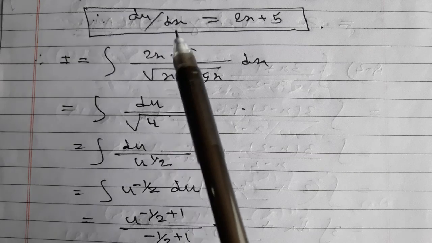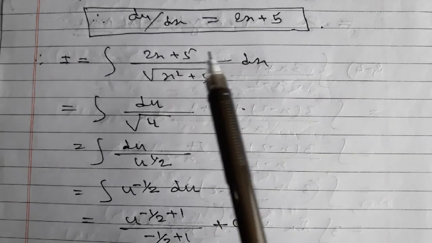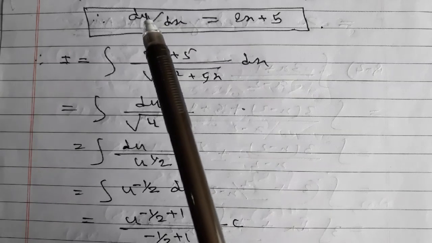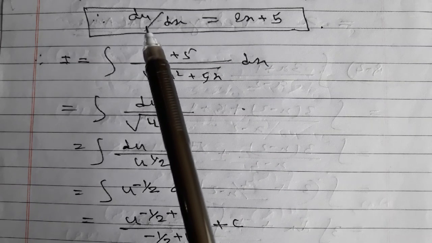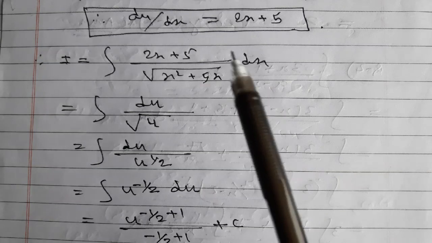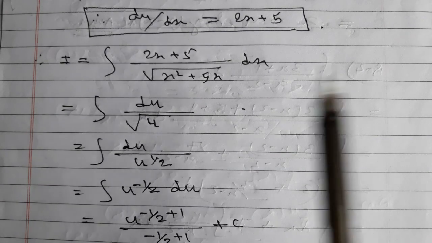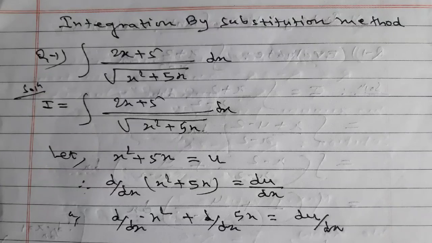2x plus 5 is equal to du by dx. So 2x plus 5 dx, we can replace by du, because du is equal to (2x plus 5) dx. So putting the value of (2x plus 5) dx equals du, we get du by root x squared plus 5x. The second function x squared plus 5x we have supposed as u.